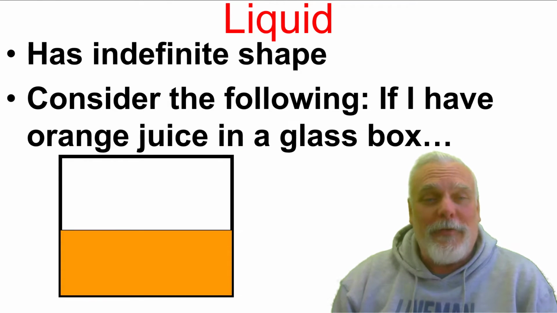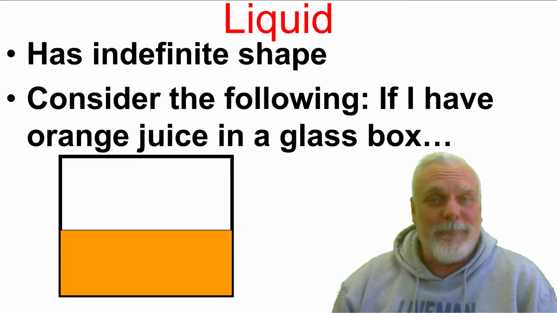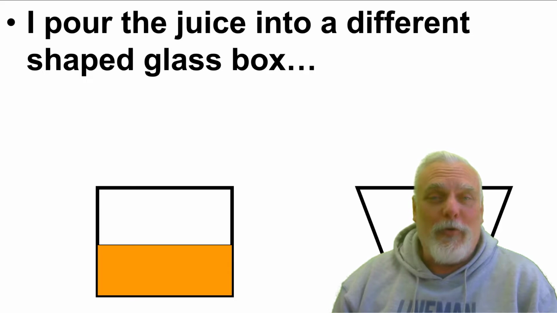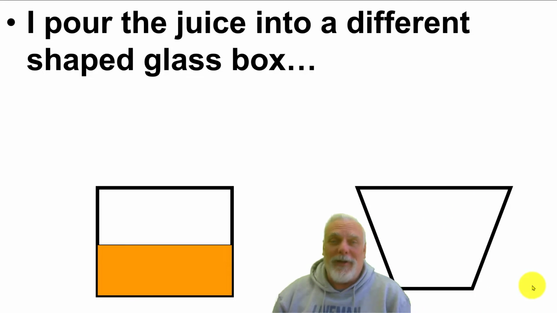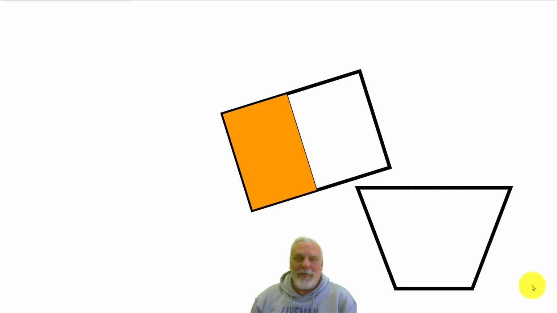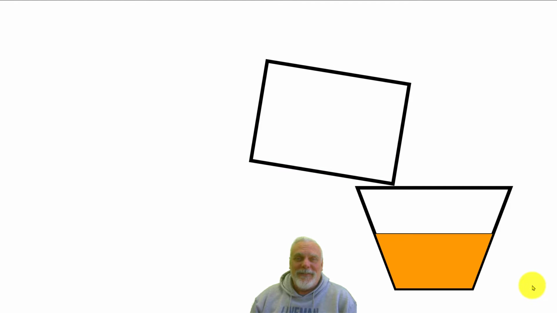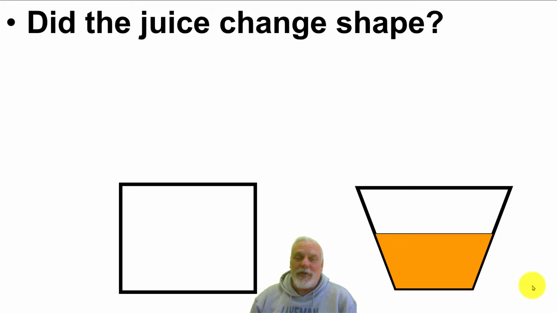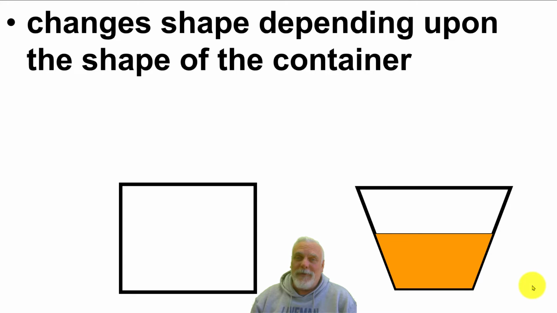Consider the following. If I have orange juice filled up in a glass box like this, and I pour the juice into a different shaped glass box, incredible animation here. Did the juice change shape? Well, it sure did. It changed shape from the square shape to now this angled shape. The liquid will change shape dependent upon the shape of the container.